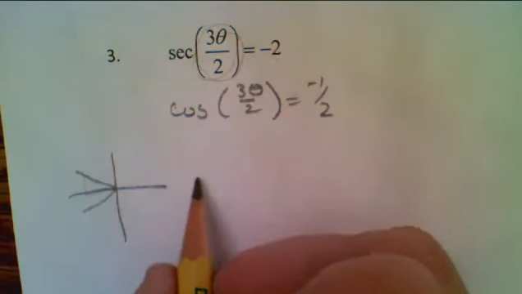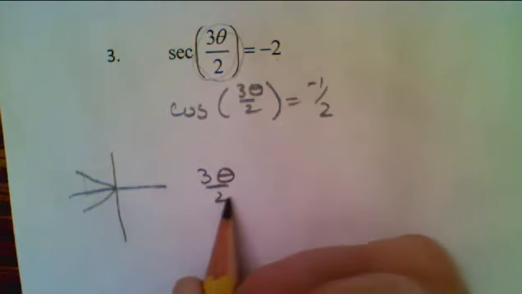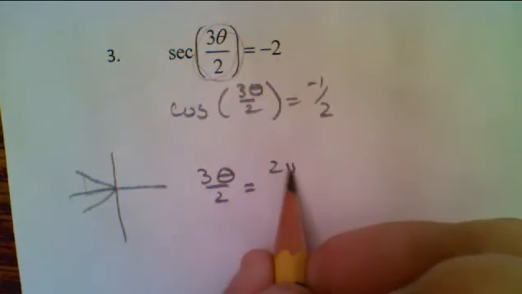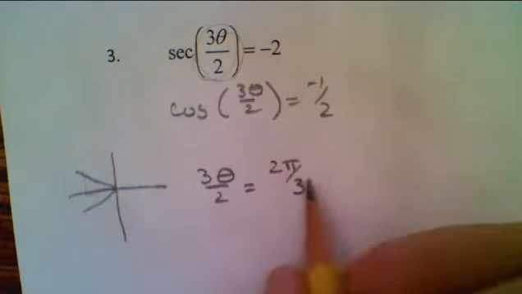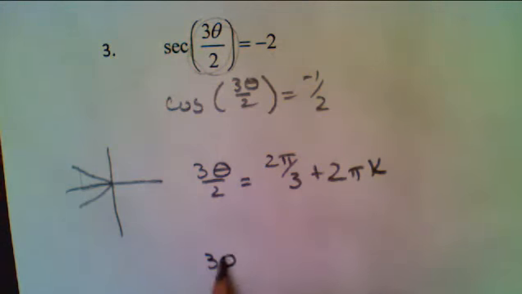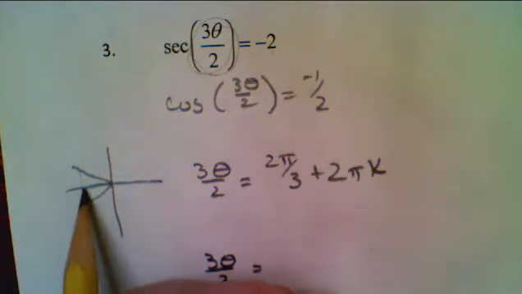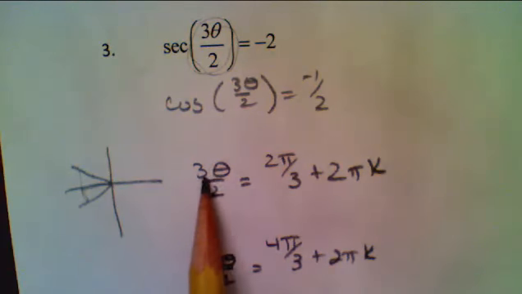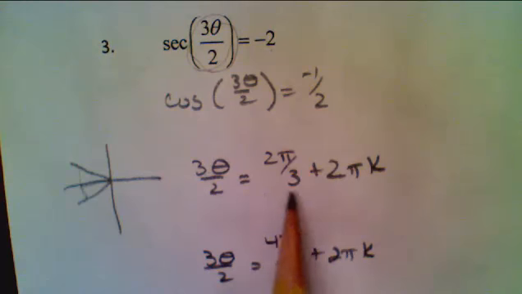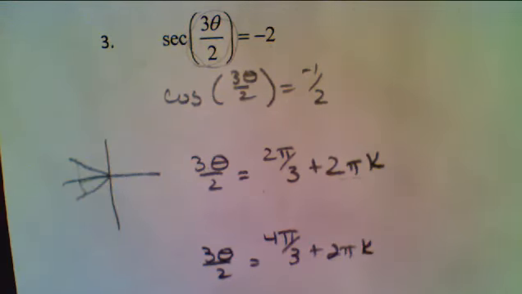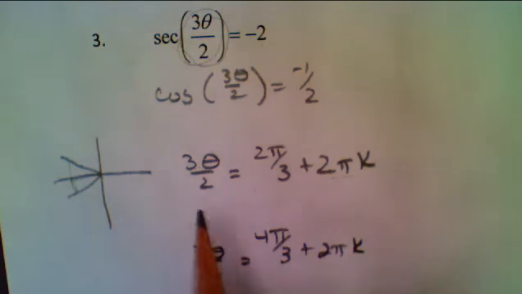So this one over here would be 3 theta over 2 equals 2 pi over 3. Now this one has a coefficient in front of it, so I should put plus 2 pi k. And then that same angle, 3 theta over 2, would equal down here, the reference angle would be 4 pi over 3 plus 2 pi k. So anytime there's a coefficient in front, we need to put our angle plus any rotation, any multiples around the circle.